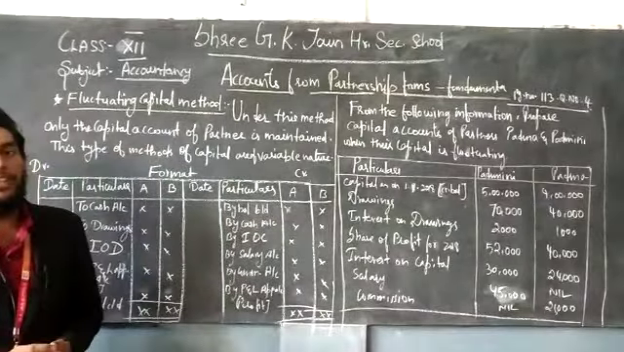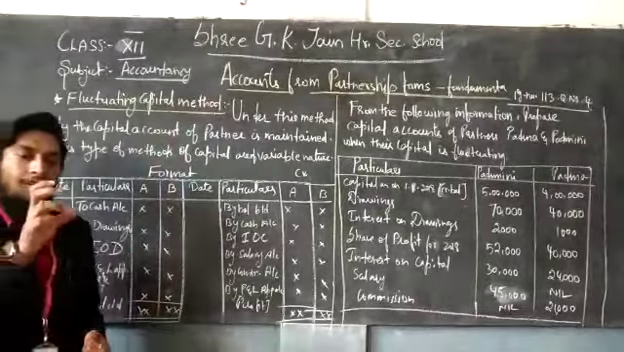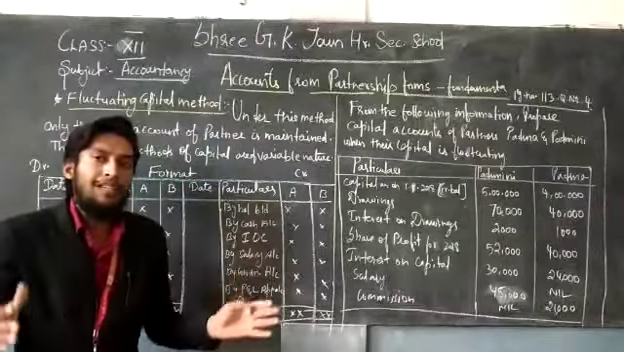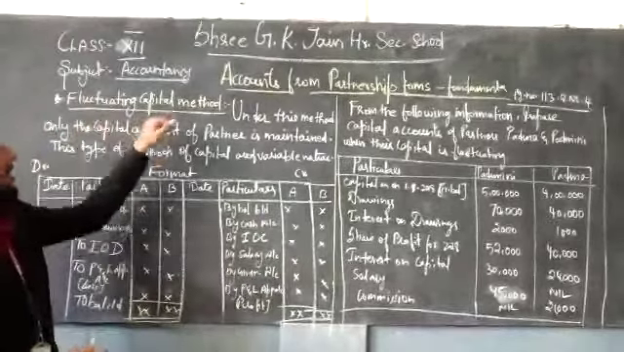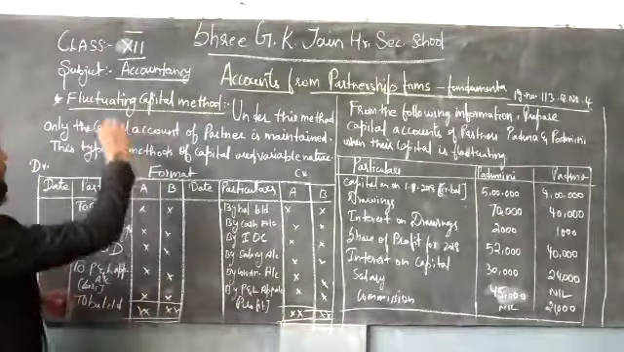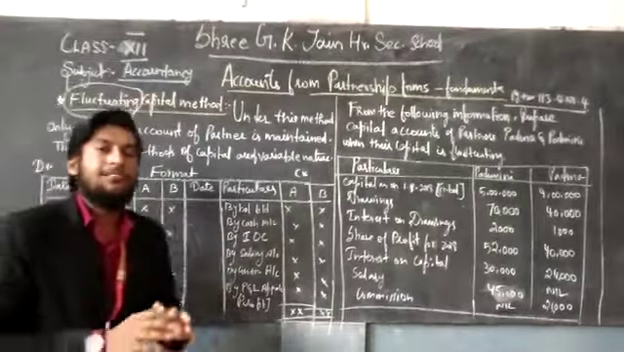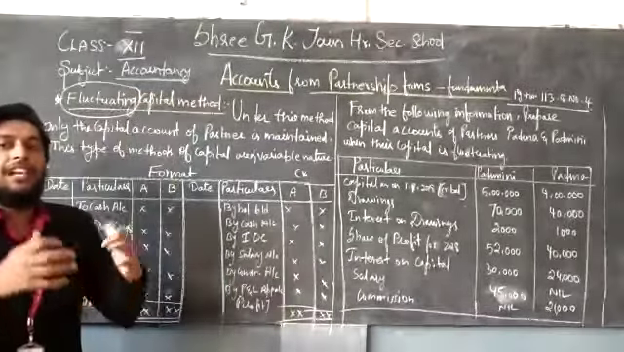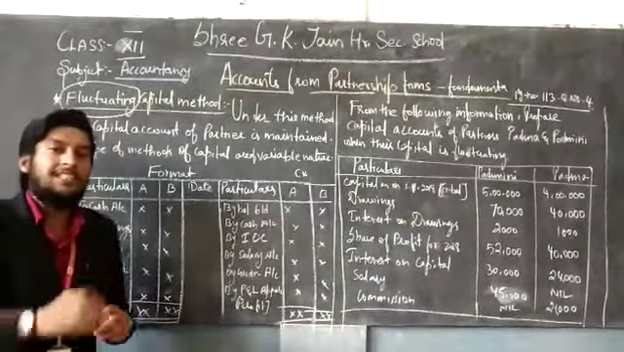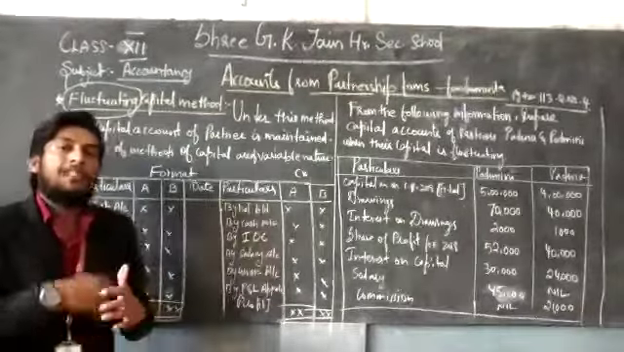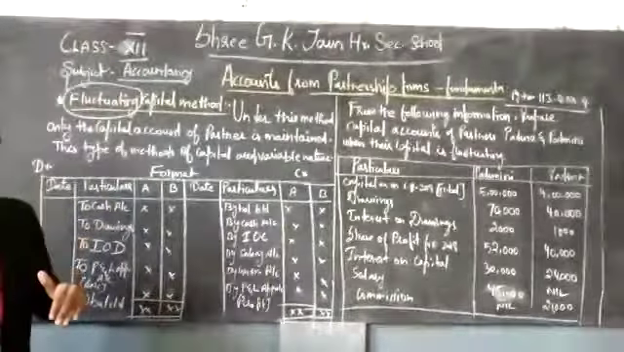In the last class, we saw the fixed method of capital account, and how the partner's capital account is maintained under the fixed method. In today's class, we'll see the fluctuating capital method. You can understand the meaning itself. What does fluctuating mean? It means variable, changeable. It will keep on changing as per convenience, as per the season, as per the partner's will, as per the partnership deed. On the basis of that, the capital account will change for the partner.